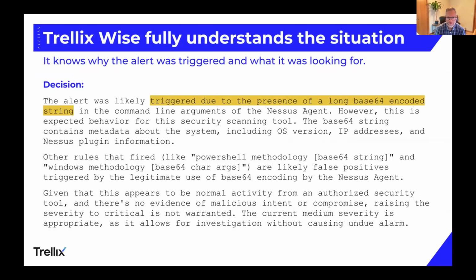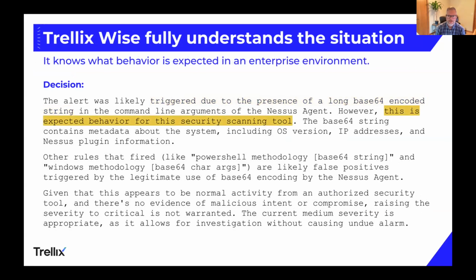Well, Gen AI takes a look and says, all right, so I understand you want me to look at this because it's base 64 encoded. However, this is a Nessus agent, and Nessus is a security scanning tool, and that's expected behavior from a security scanning tool. So it understood the brand name Nessus. It understood that that's a security tool and understands that it's scanning and that that's expected. That's a lot of conclusions that's pre-baked right in there.